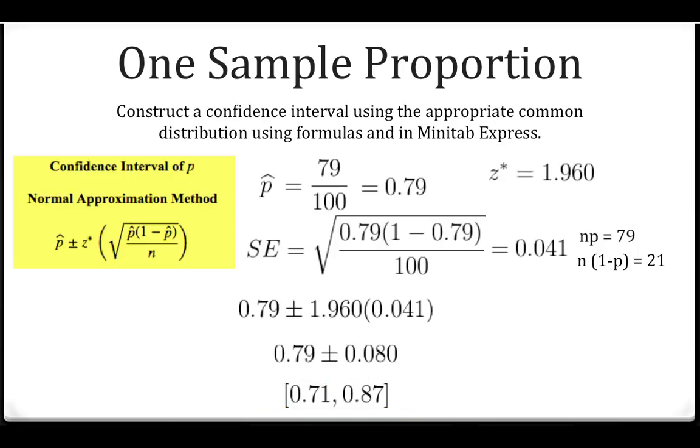Now I want to go to Minitab Express to show you how you could do this much quicker. When we go to Minitab Express, there's a few values that we'll need to know. You might want to take a moment now to write down the number of successes, which is our x value. This equals 79. Our sample size, or n, of 100. And our confidence level, which was 95%. Remember, when we go into Minitab Express, we'll also need to tell it to use the normal approximation method. Let's go to Minitab Express now.